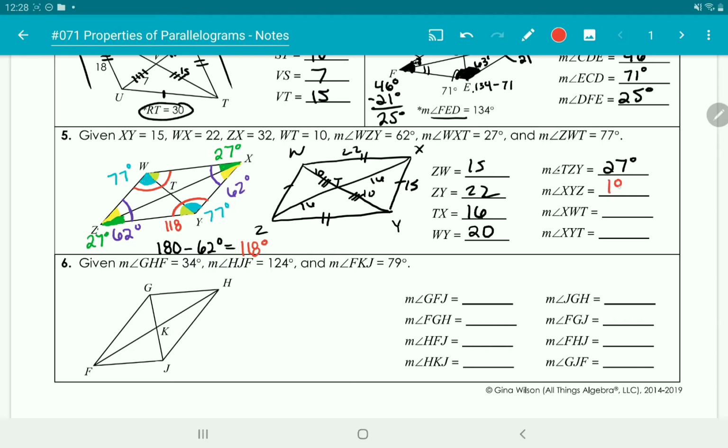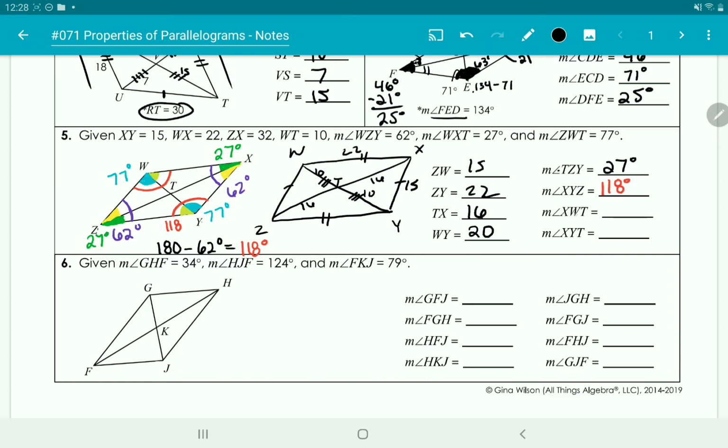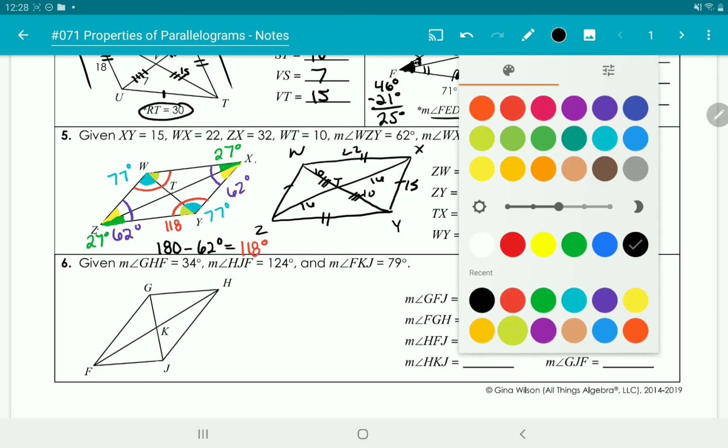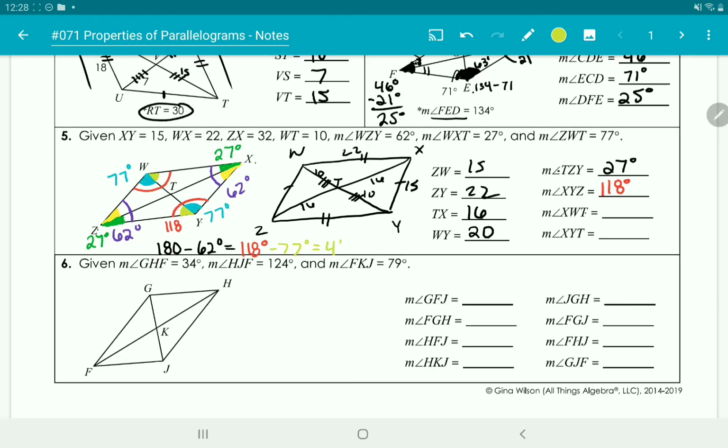Okay, and you don't have to use the colors over here. That's not as important. XWT. XWT is this light green one. We don't have that written in either one of them, but we see that the whole thing's 118. So we do the 118 minus 77 in order to get the green one, and that one is going to give us 41 degrees. So these lime green ones here are each 41 degrees. So this one's going to be 41 degrees.